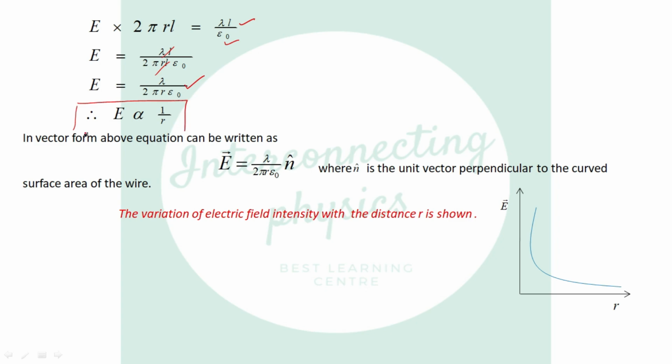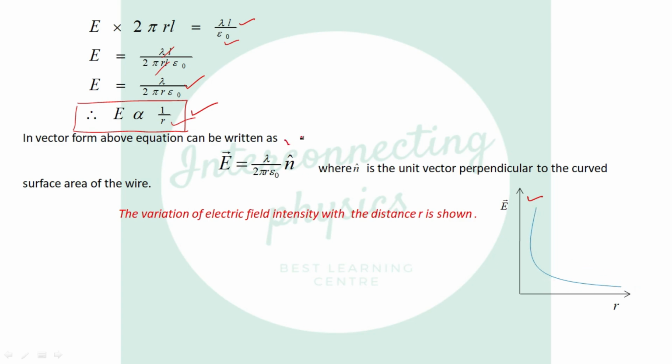Now the best thing to be remembered here: E is inversely proportional to r. E is inversely proportional to r. You see the graph here, electric field and r. If E is inversely proportional to r, it means as the distance of the point P from the wire increases, electric field goes on decreasing.